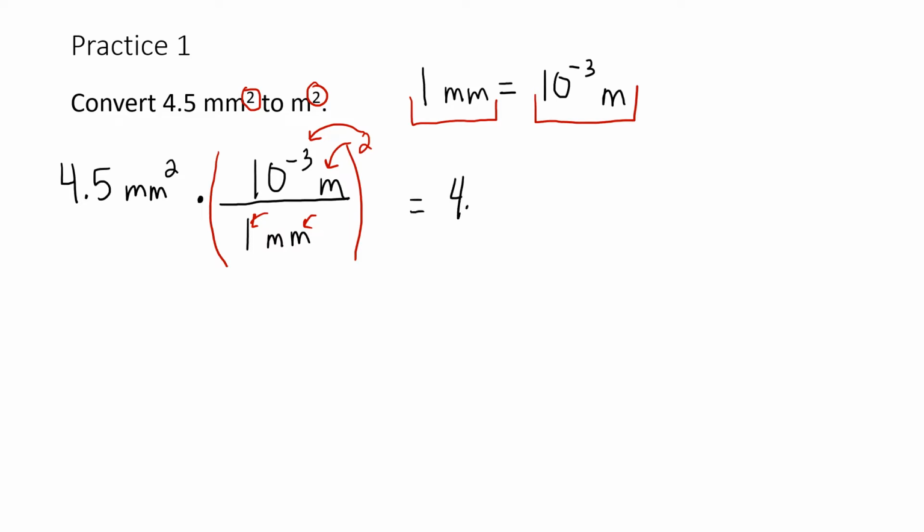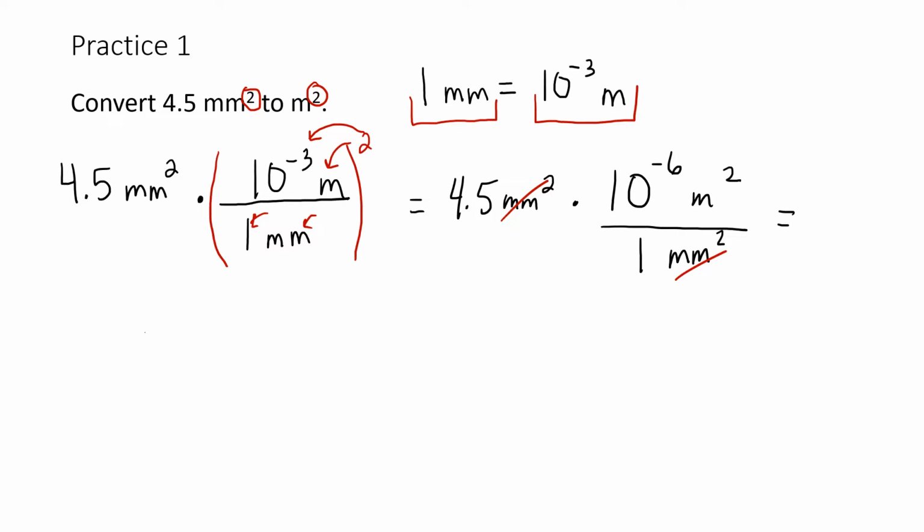This becomes 4.5 millimeters squared times 10 to the negative 3 squared, which is 10 to the minus 6 meters squared, all over 1 squared, which is just 1 millimeter squared. Our millimeter squared cancels. We're left in square meter units, and our final answer is 4.5 times 10 to the minus 6 meters squared.